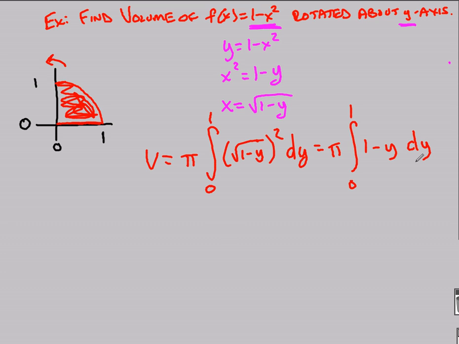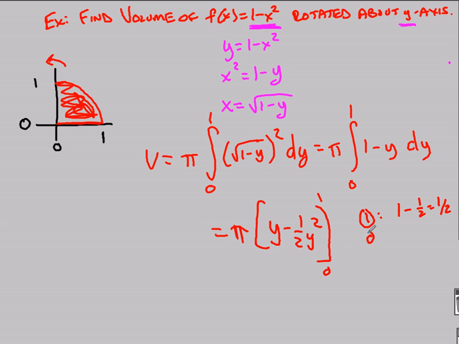Let's now evaluate that integral. I still have the pi out in front. When I evaluate it, it'll be y minus 1/2 y squared, evaluating from 1 to 0. So that means when I plug in 1, I'm going to get 1 minus 1/2, which equals a half. If I plug in 0, I'm going to get 0 minus 0, which is 0. So 1/2 minus 0 is 1/2, and I need to multiply by pi. So my final answer is pi divided by 2 cubic units. So that's how you do generic volume. Just make sure you pay attention to what axis of revolution we're talking about.